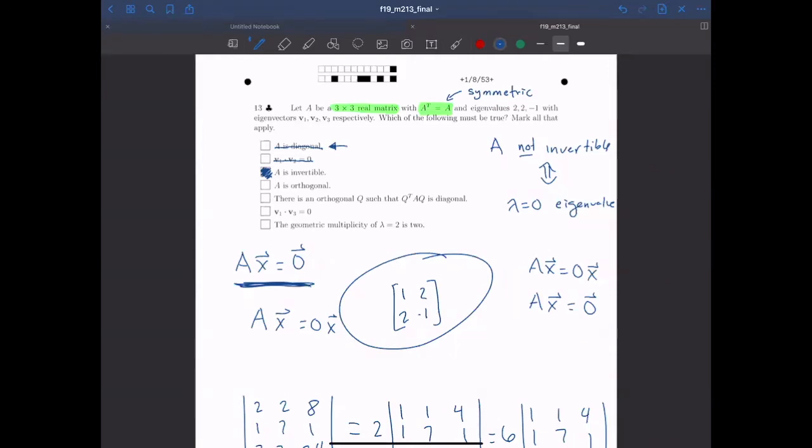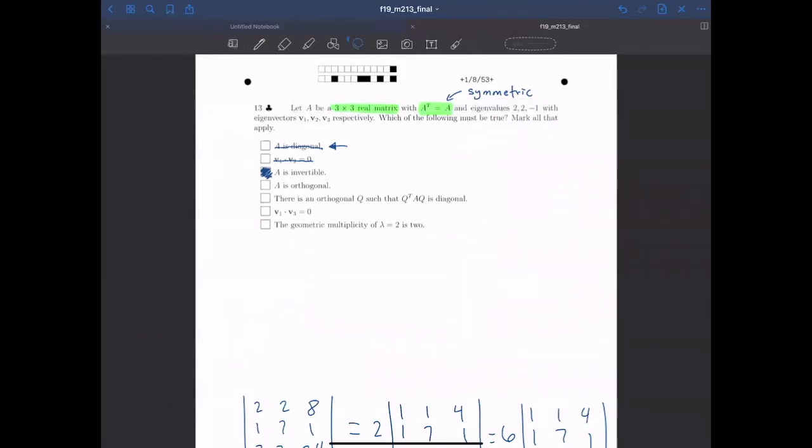So A is orthogonal. What does orthogonal mean? Remember, it just means that the matrix has orthonormal columns. Just saying that our matrix is symmetric doesn't tell us that it has to have orthonormal columns. Not only doesn't it have to be orthogonal, but we actually know that it can't be orthogonal. What piece of information tells us that it's not orthogonal?